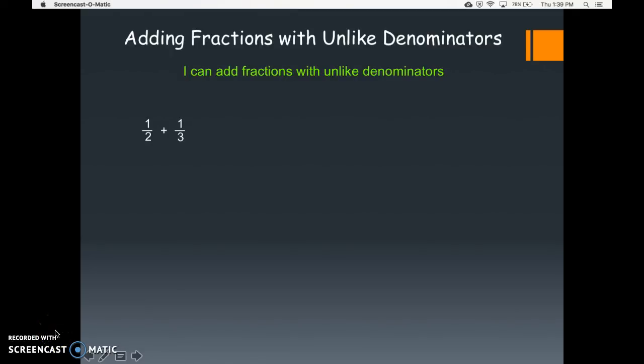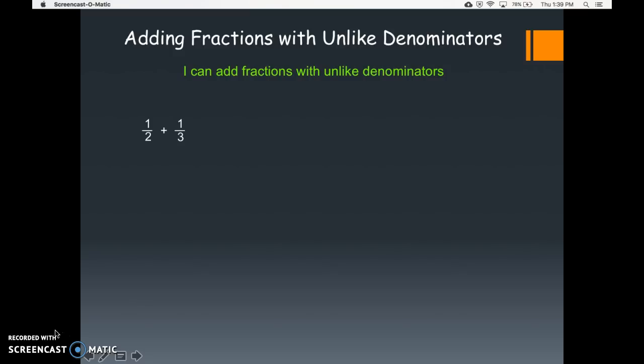Good morning. This is lesson 1.7, so be sure to write that down in your math notebook. We're going to be adding fractions with unlike denominators. So be sure to copy down the I can statement. You'll see it there in green. Unlike obviously means different. Start the video back up once you have your I can statement written.